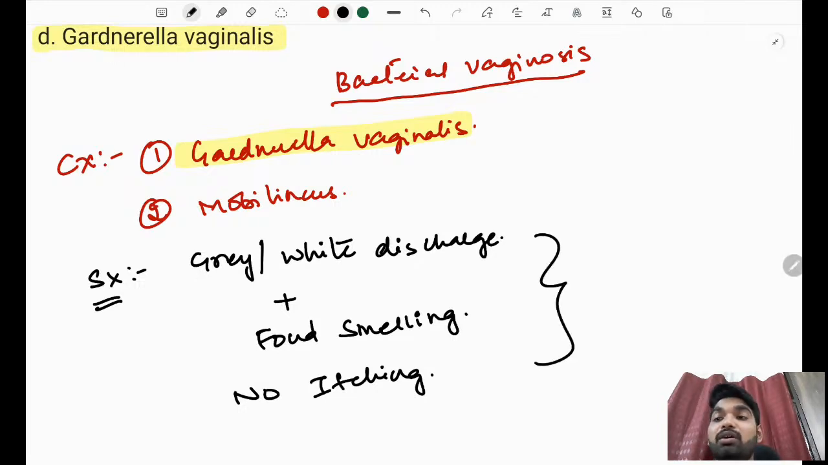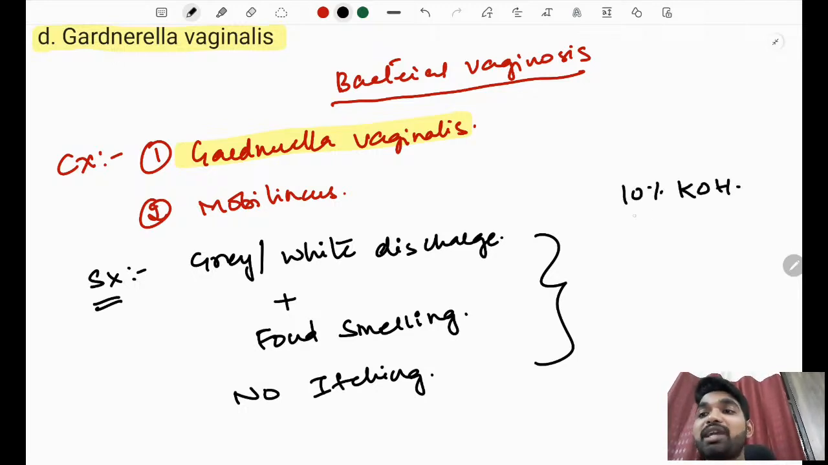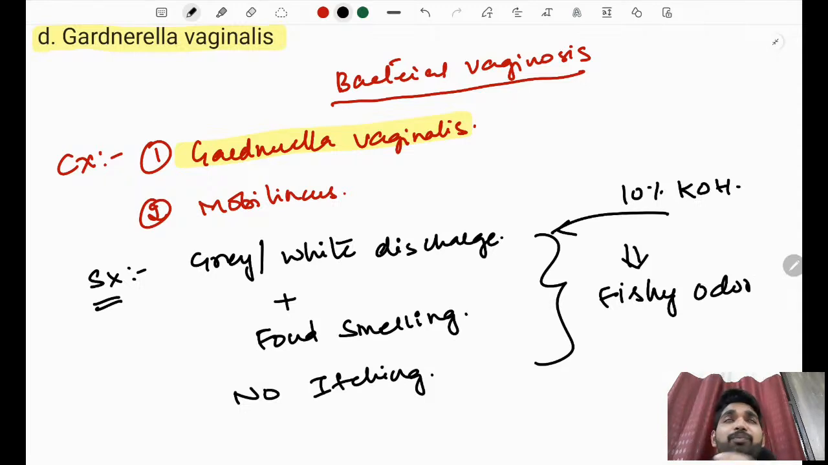And once you add 10% KOH, that is potassium hydroxide, to the discharge, you will get a foul, fishy odor. If in case of bacterial vaginosis, for the vaginal smear, you add 10% KOH, you will experience that fishy odor, which is called whiff test positive. Whiff test positive. Very, very important. I am giving you exam marks. Please write it down. It will be asked in your exam.